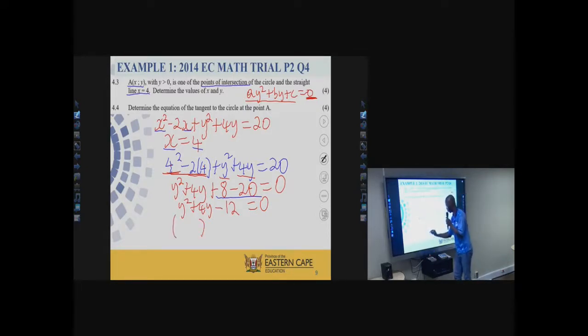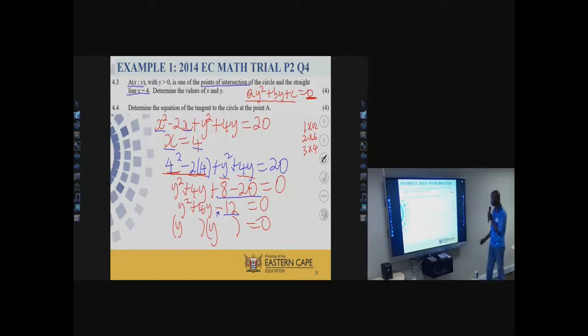So maybe let me quickly do it. It is equal to 0. So we'll be having y, and you will be having factors of 12 which, when you subtract, you get 4. Factors of 12 are 1 times 12, 2 times 6, 3 times 4. So you want the factors of 12 which, when you subtract, and this is the key sign, you are going to get 4.